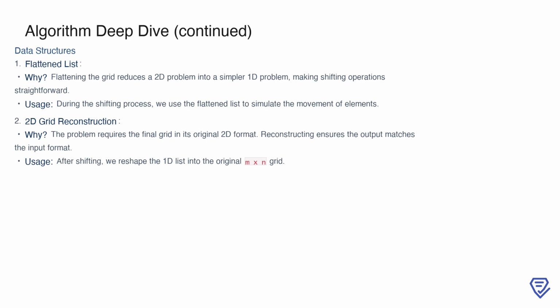Second, reconstructing the 2D grid from the flattened list ensures the output aligns with the input format specified in the problem. This step is essential because, while the shifting operations are performed on the 1D list, the final result must be presented as a grid with m rows and n columns. Together, these data structures help us manage the problem efficiently and ensure correctness.